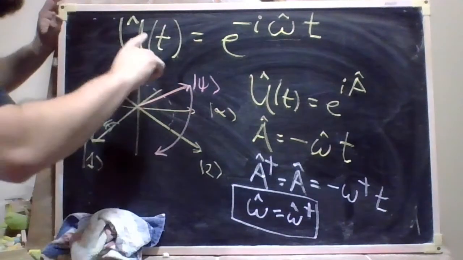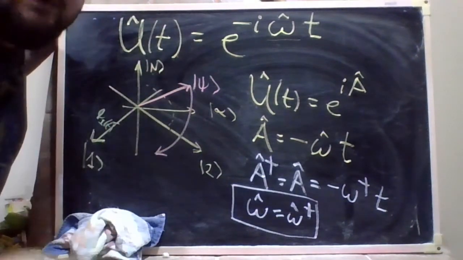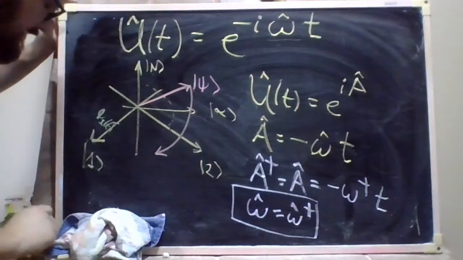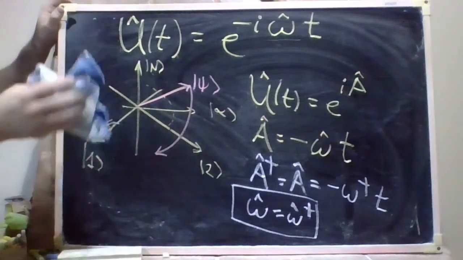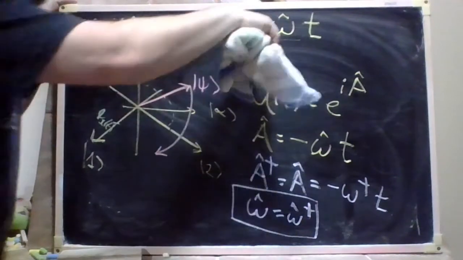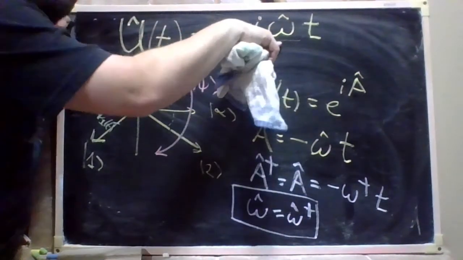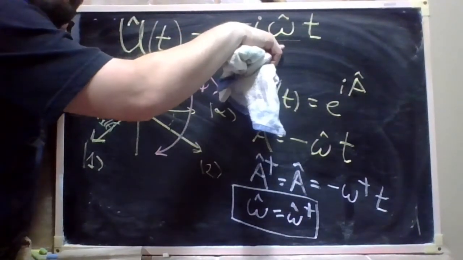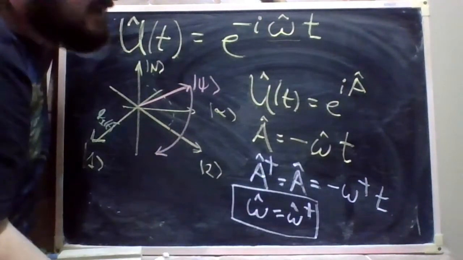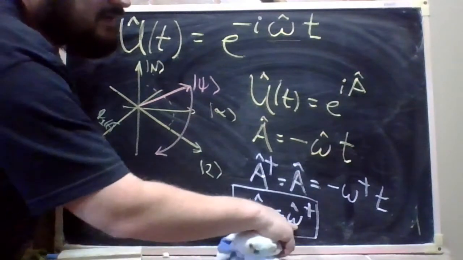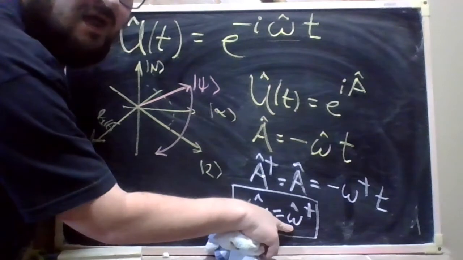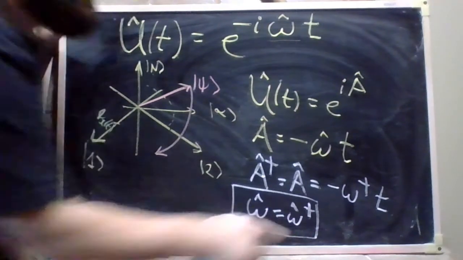But overall, the vector does not change its size. It does not change its modulus. It's given by this thing here. And the matrix having as eigenvalues all the frequencies of the system must be Hermitian, which means the frequencies are real. They are real numbers.